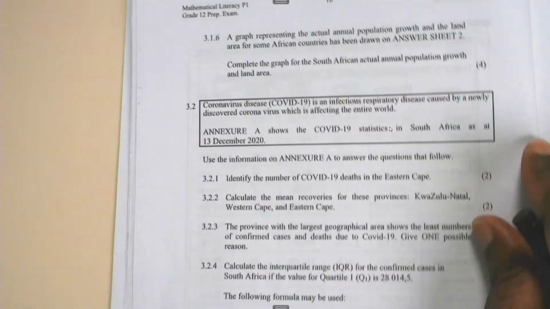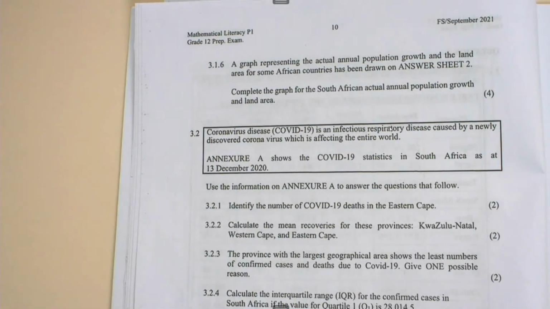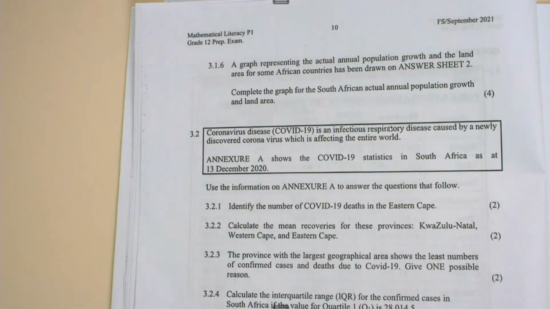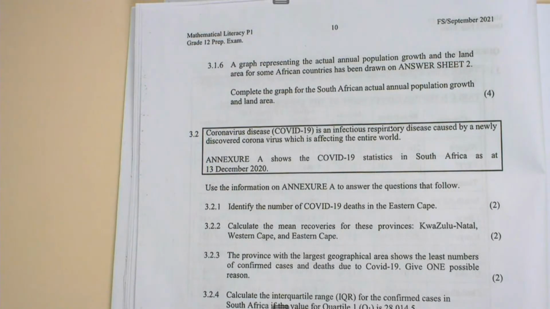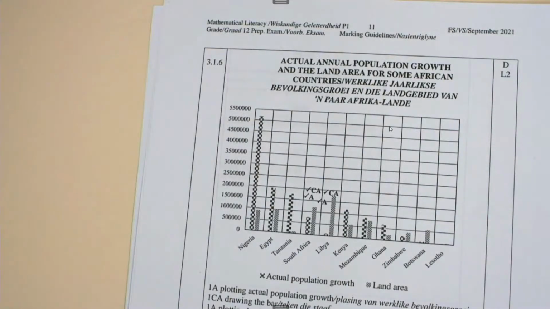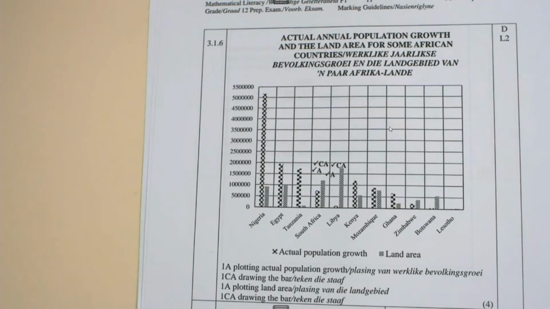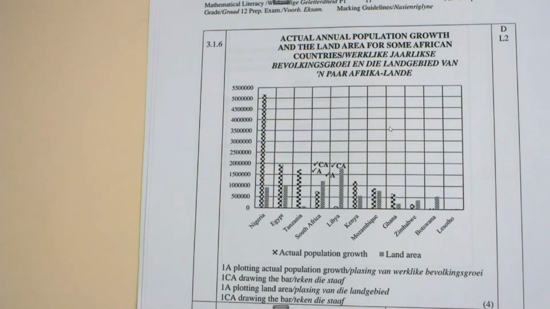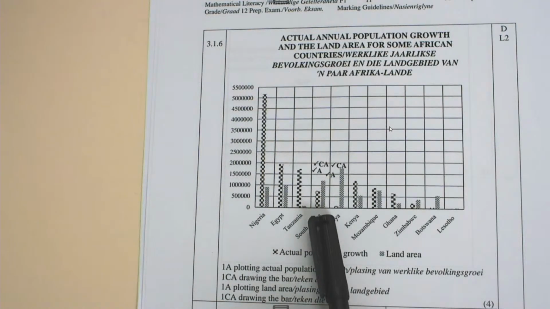3.1.6, a graph representing the actual annual population growth and the land area for some African countries has been drawn on answer sheet 2. Complete the graph for the South African actual annual population growth and land area. Now we're looking at South Africa here. There is the graph, and remember, for South Africa, there is the graph.